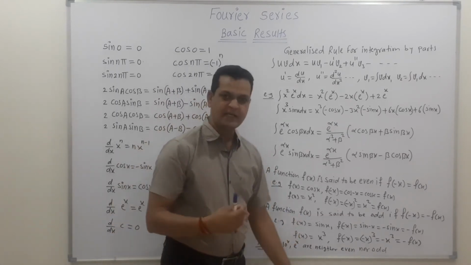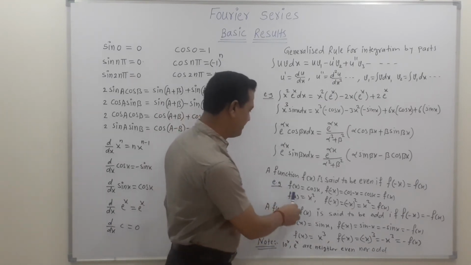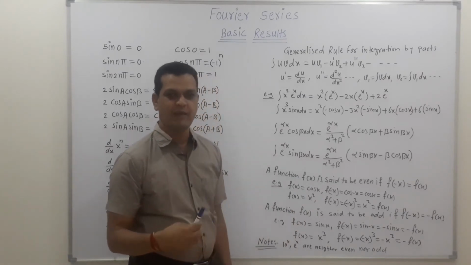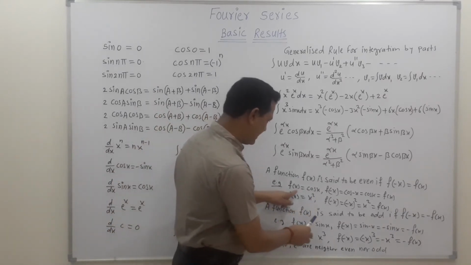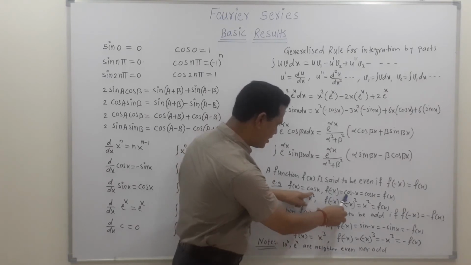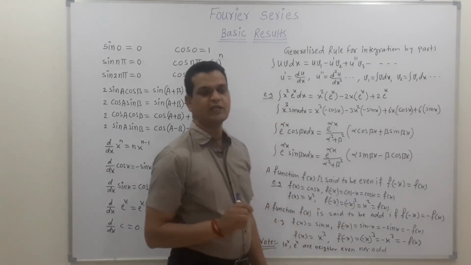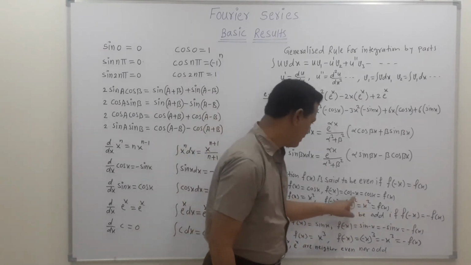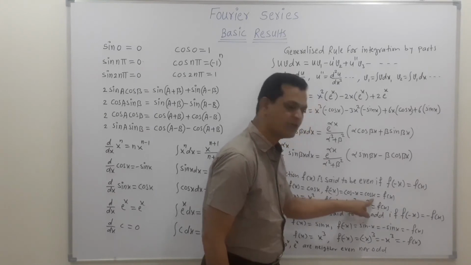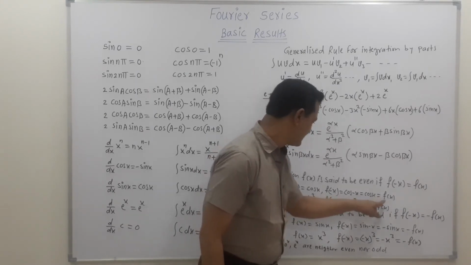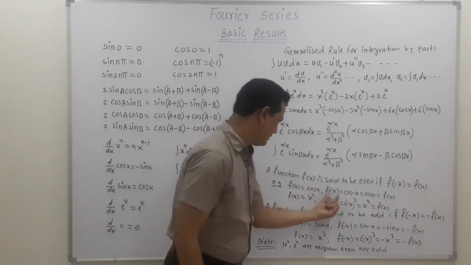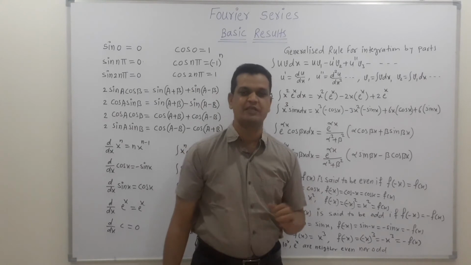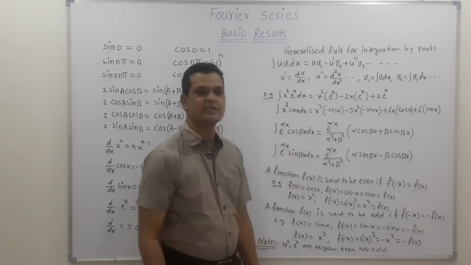For better understanding, two examples are given. The first example is f of x equal to cos x. Now replace x by minus x. Then we get cos of minus x. But we know that cos of minus theta is equal to cos theta, so cos of minus x is equal to cos x, which is the same as the given function. That means f of minus x is equal to f of x. After changing the sign, the function remains the same. That's why this function is even.